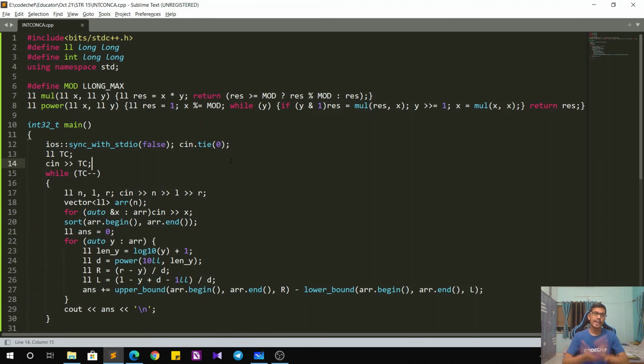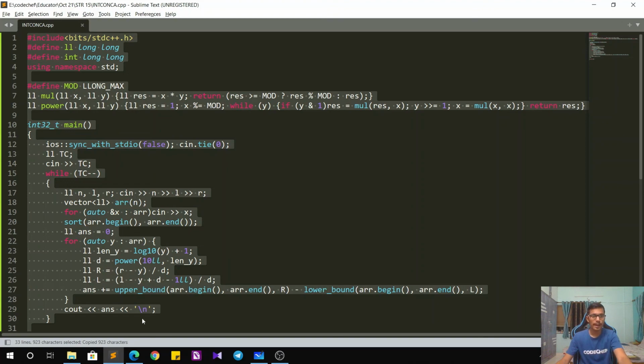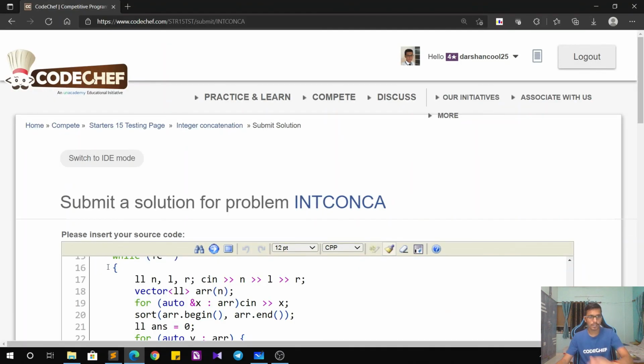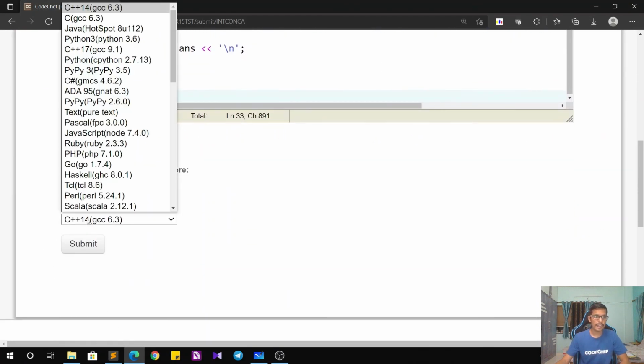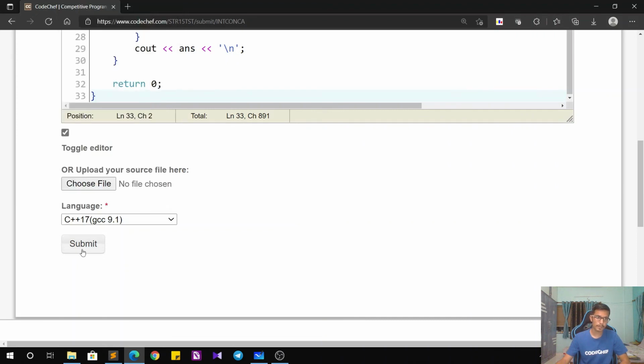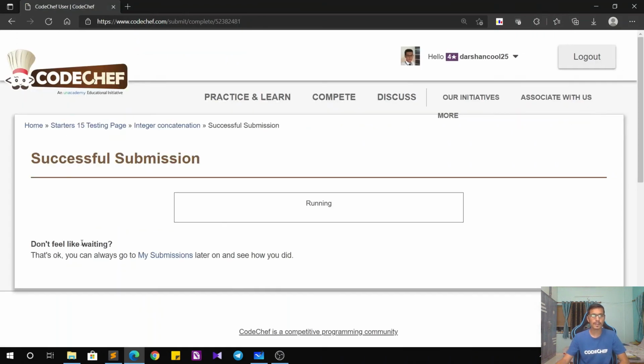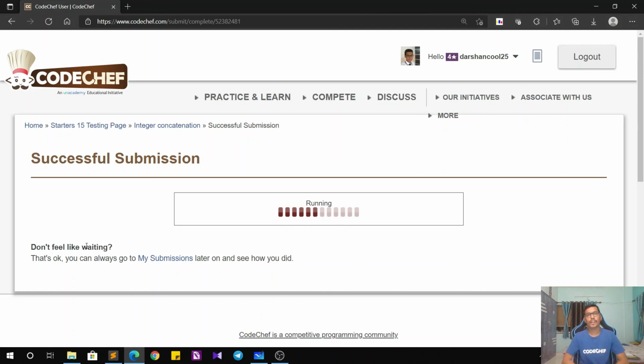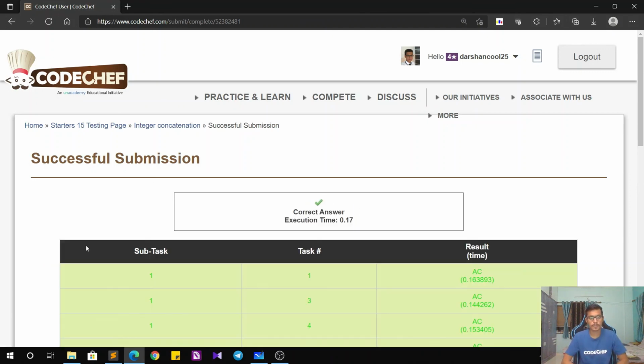Now, to check the correctness of the solution, it is always better to submit it on the CodeChef problem page. So that's what I'm going to do right now. I'll just copy the code and I'll paste it on the CodeChef problem page, and the language will be C++17 because I'm using the latest C++, and that's it. Now we have to wait for the verdict of the solution. Great. So our solution works.